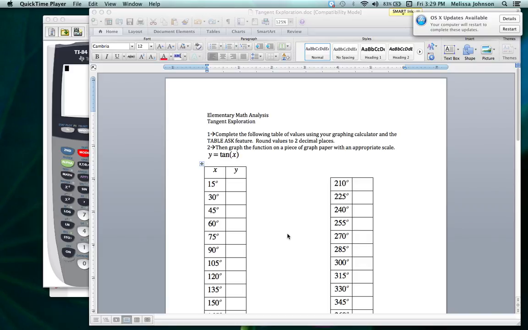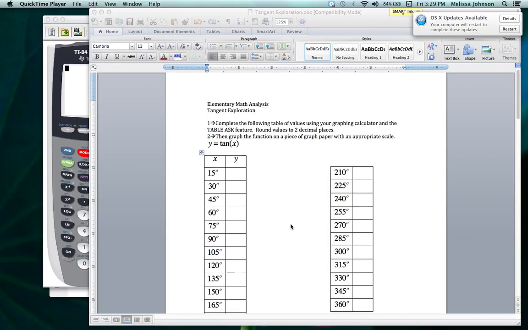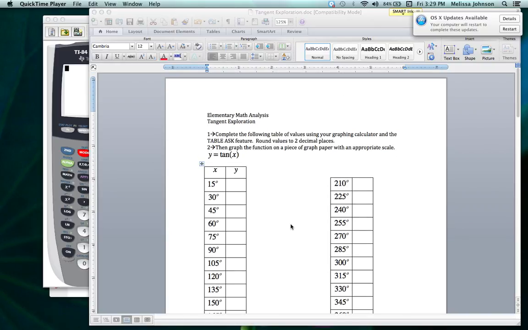To complete your assignment for the tangent exploration, you're going to use your calculator, and the activity has a similar feel to the sine and cosine pasta graphing activity, except you're doing it on a small piece of graph paper and generating the table using your calculator. There are a couple quick ways I'm going to show you to use your calculator to generate these values a little quicker than if you were to just type each one in.